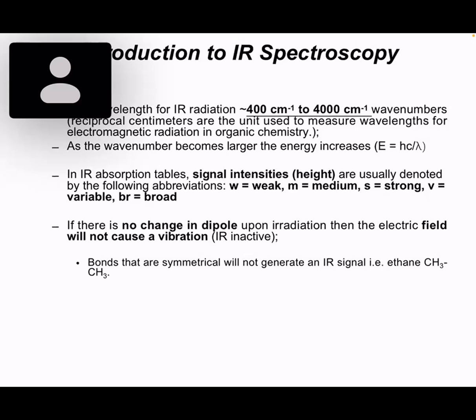You'll see a W or a BR next to a signal or a value for a signal. And when you see that, those are your different intensities. So it could be a broad stretch, it could be a variable stretch, a weak stretch, so on and so forth.